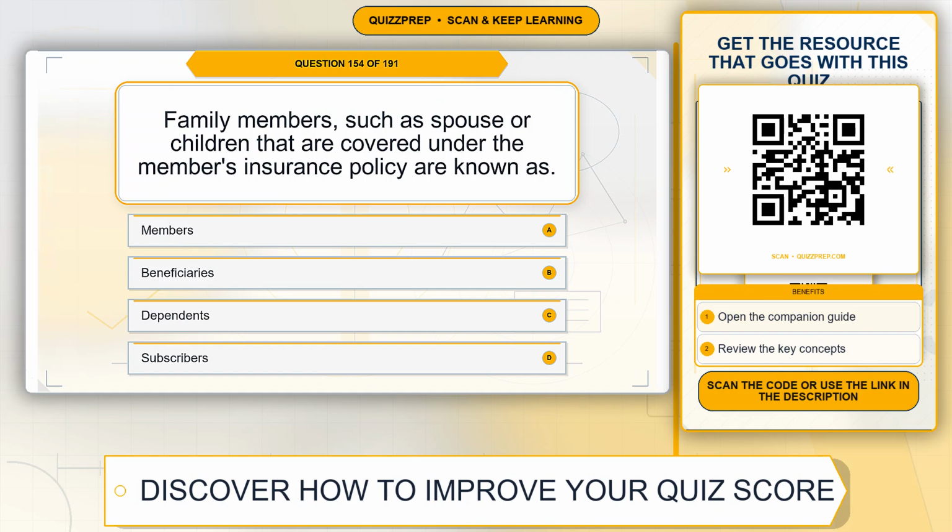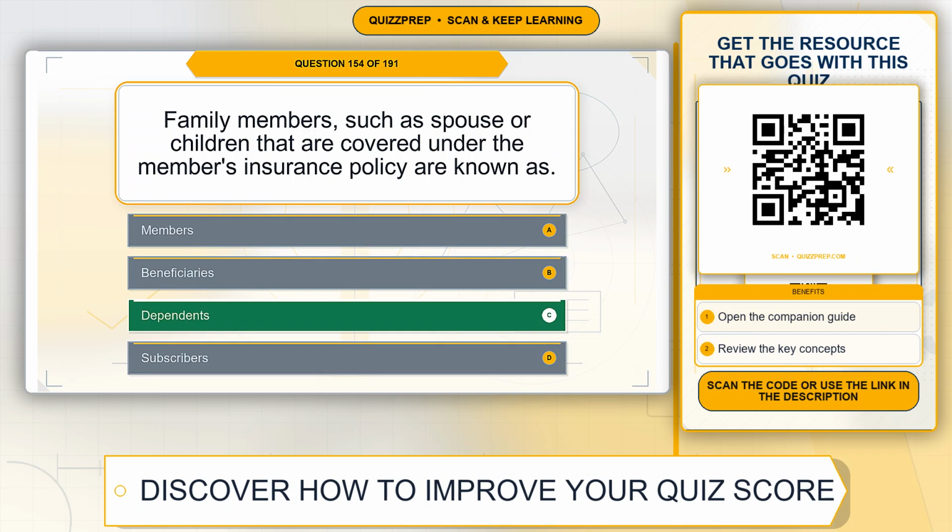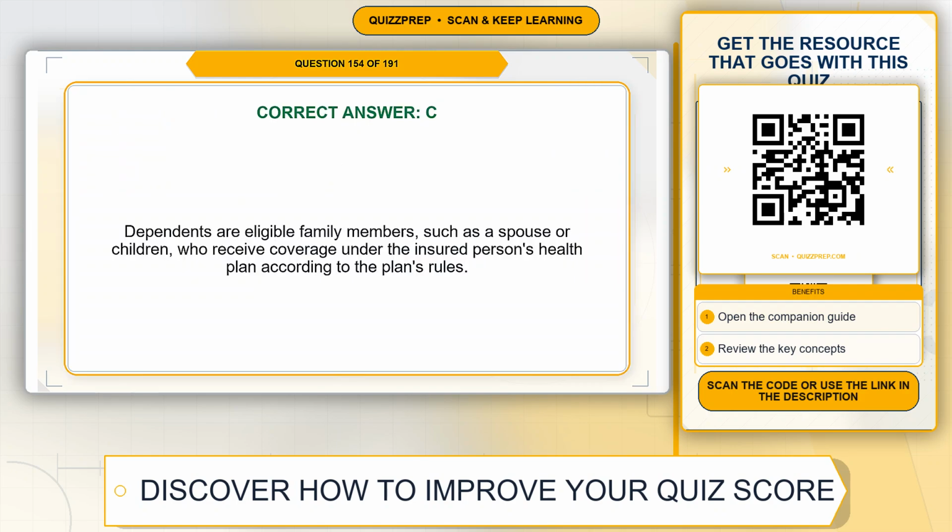Question 154. Family members, such as spouse or children that are covered under the member's insurance policy are known as: Option A, members. Option B, beneficiaries. Option C, dependents. Option D, subscribers. The correct answer is option C, dependents. Explanation. Dependents are eligible family members, such as a spouse or children, who receive coverage under the insured person's health plan according to the plan's rules.